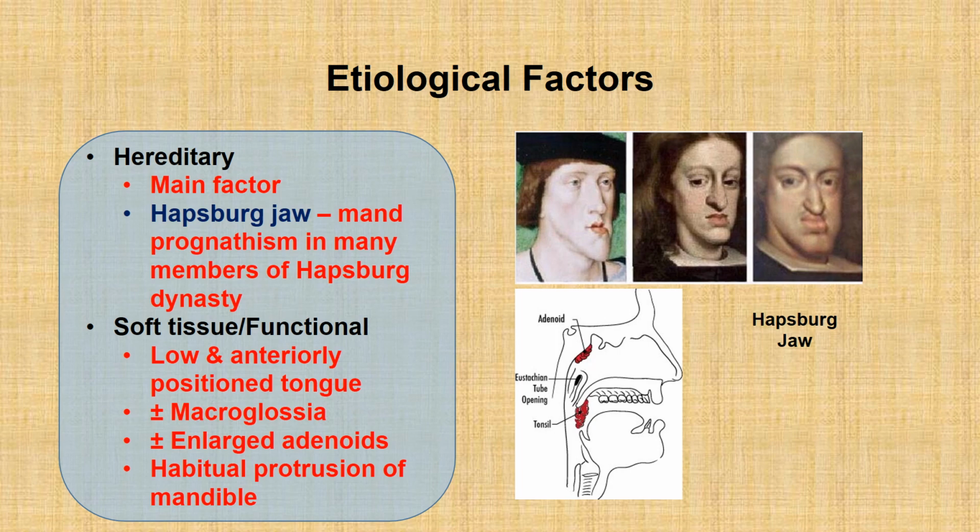Now, the second factor is a soft tissue factor or a functional factor. The tongue is usually low and it may be anteriorly positioned. There may or may not be macroglossia, together with, there may or may not be enlarged adenoids. And in a functional etiological process, there's habitual protrusion of the mandible in a forward position.